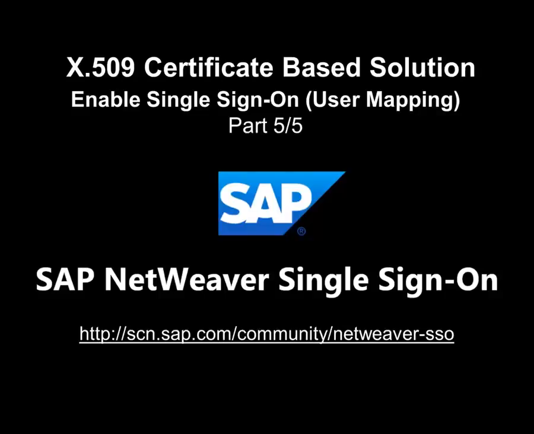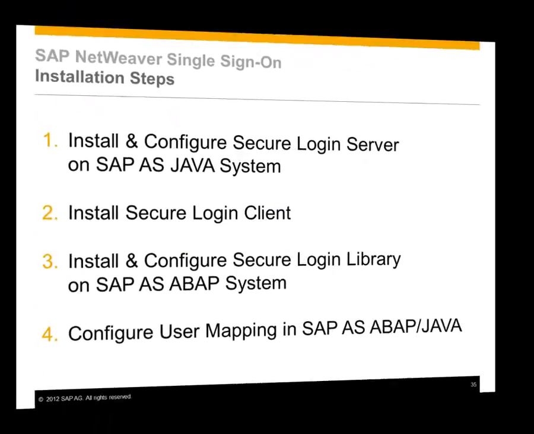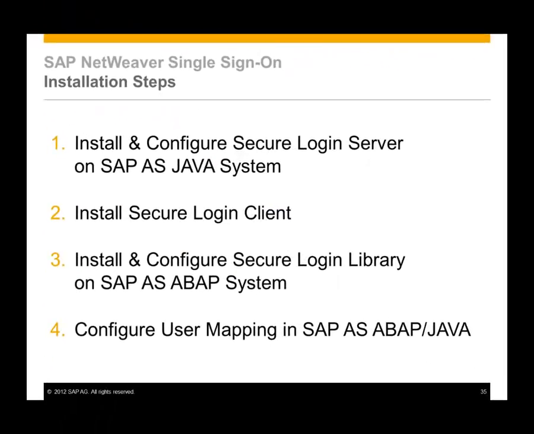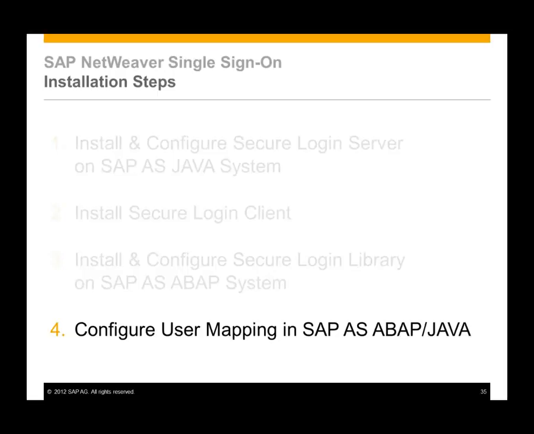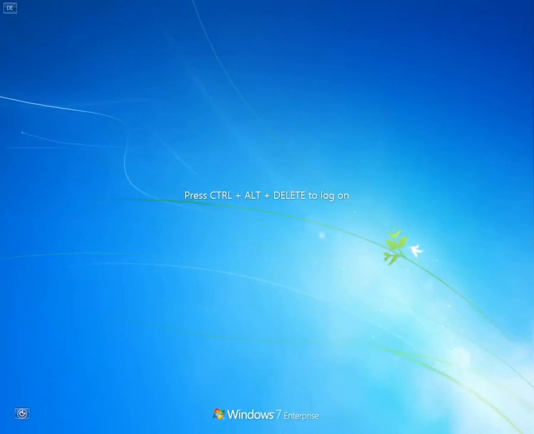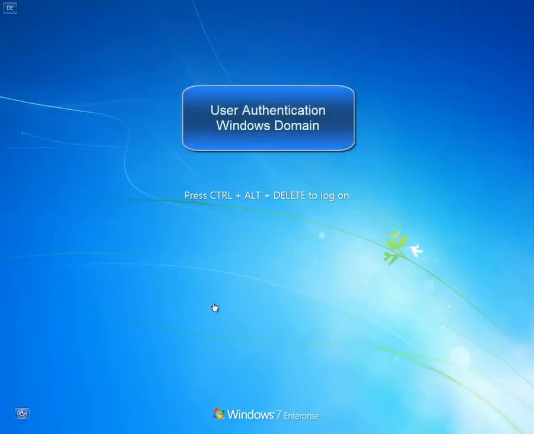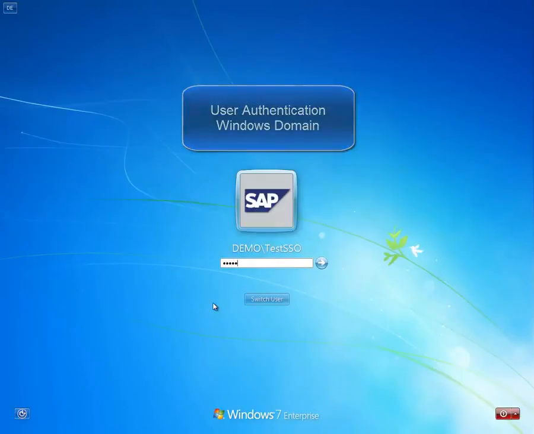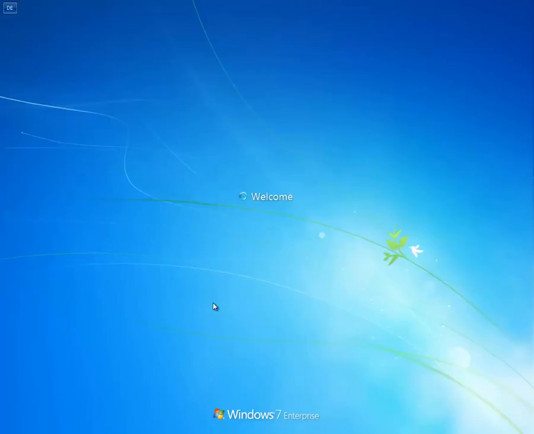Welcome to the solution description part 5 for SAP NetWeaver single sign-on using X509 certificates. The last step in the configuration is now to configure user mapping information in application server ABAP and application server Java. So we will do this step by step. For every client application, we will verify how this will be performed.